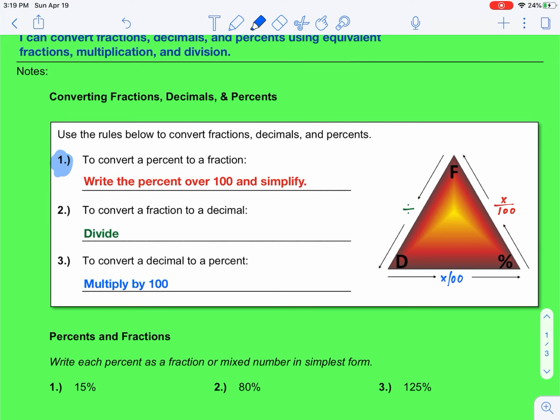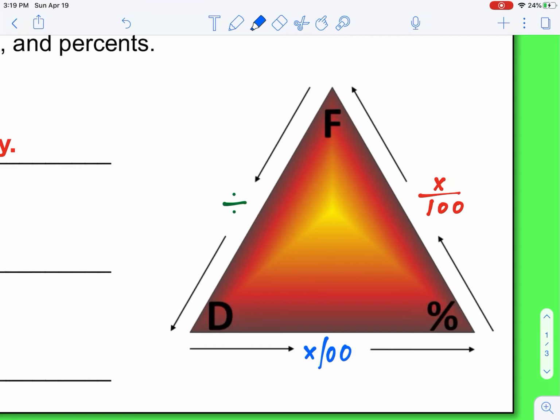Our directions tell us that when we convert a percent to a fraction, we write the percent over 100, and then we simplify. If you look at my triangle and follow the arrows starting in the bottom right where it has a percent, follow the arrows up to the F. That means I'm changing a percent into a fraction. I have a little graphic on there for us. It has x over 100. The x represents the percent. Whatever that percent is, we're going to put on the top of the fraction, so that's our numerator. And our denominator will always be the same because we're talking about percent. That denominator will be 100, because the definition of a percent is a ratio that compares a number to 100. So on all of these problems, we're going to put the percent on the top and 100 on the bottom, and then we're going to simplify.